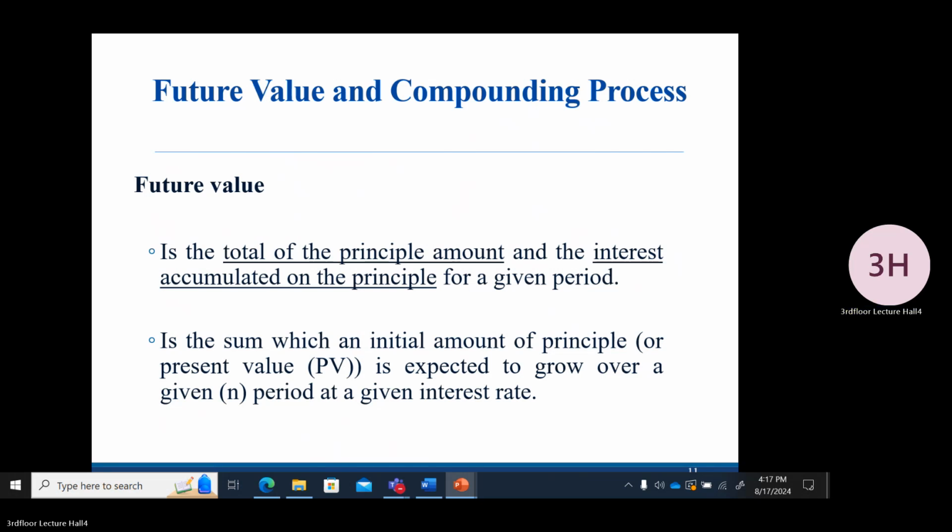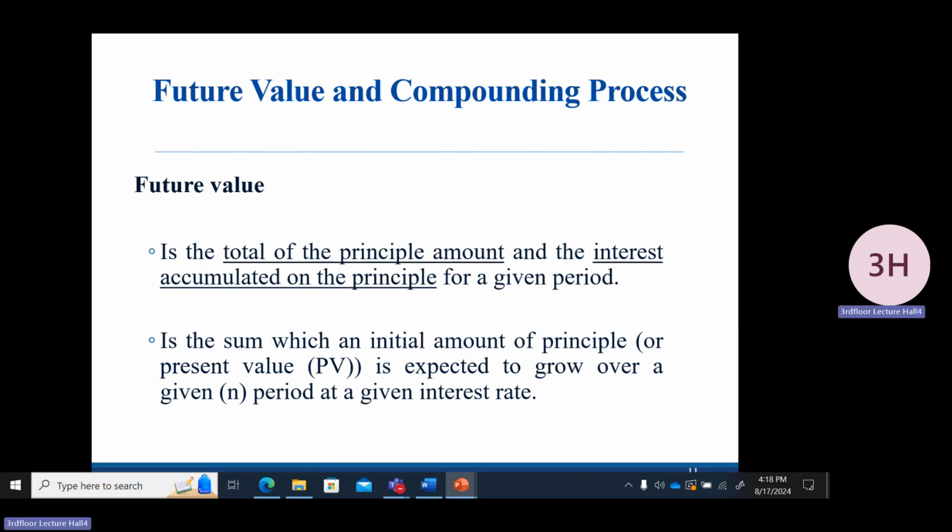So you are investing 1,000 at 10% interest per annum for 5 years. So how much interest are you getting? 500, right? So you have invested 1,000, and at the end of year 5, you are getting 1,500.